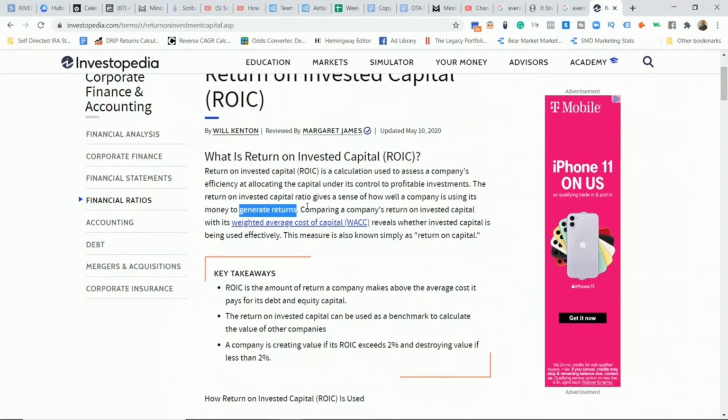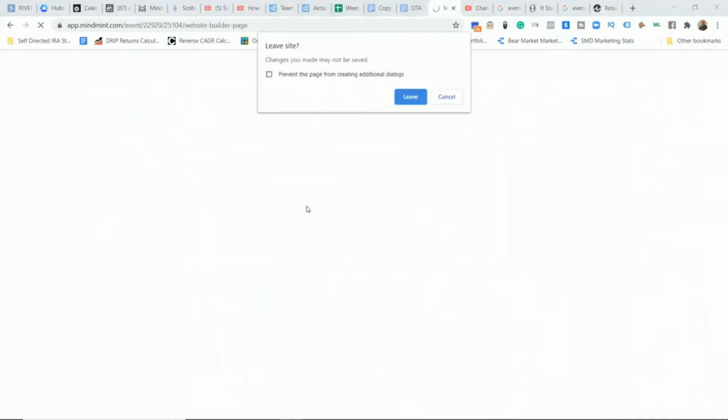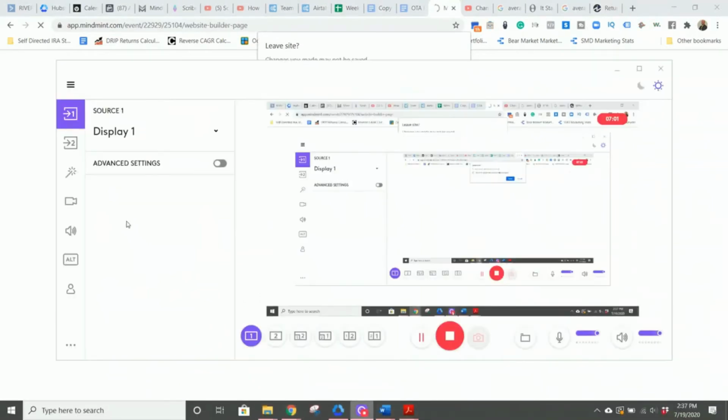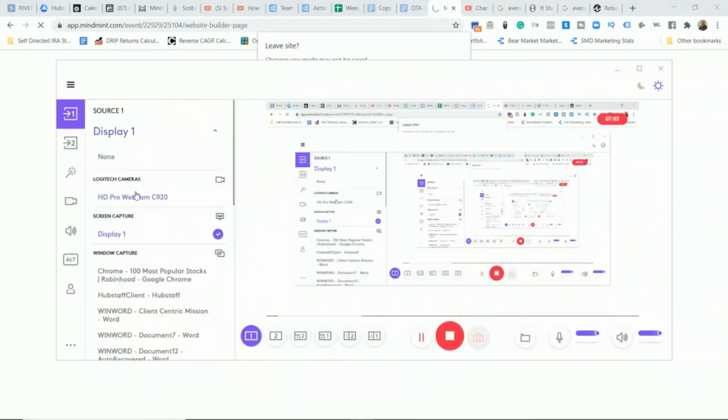Again, there's a lot of nuances to ROIC and a lot of these scenarios, but this is what ROIC is. It shows you how profitable you are now, and it helps you measure your profitability over time based on how the entire company is operating.